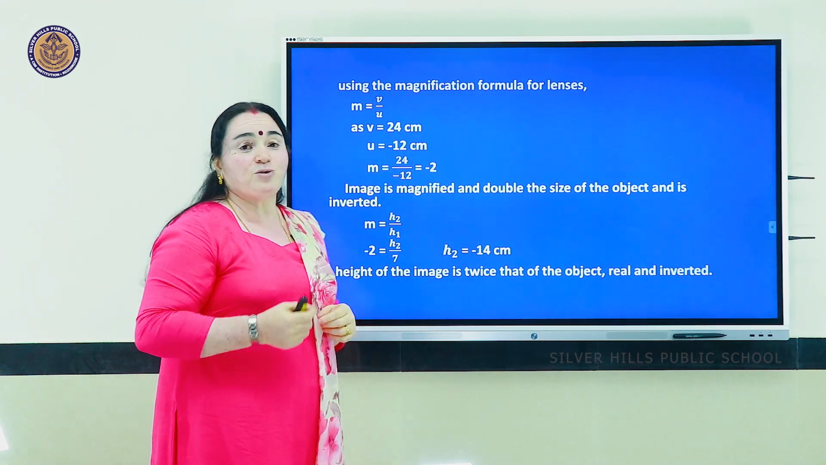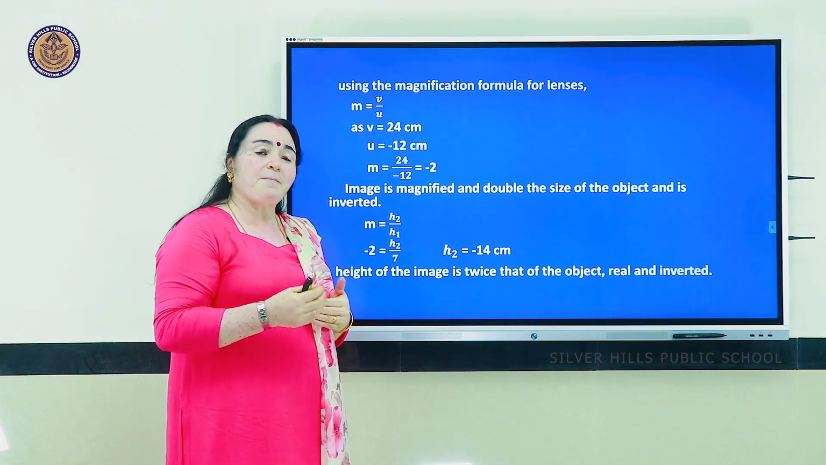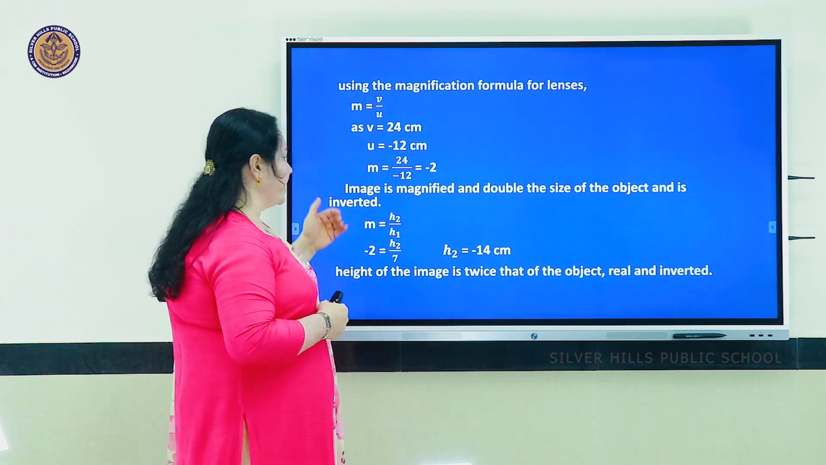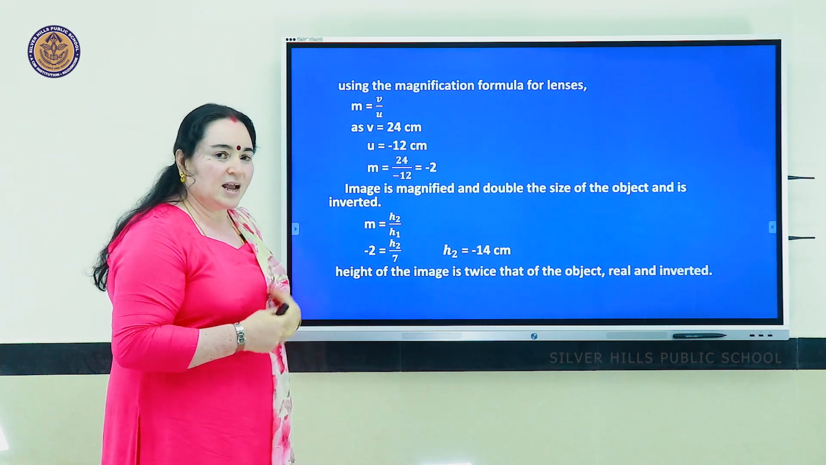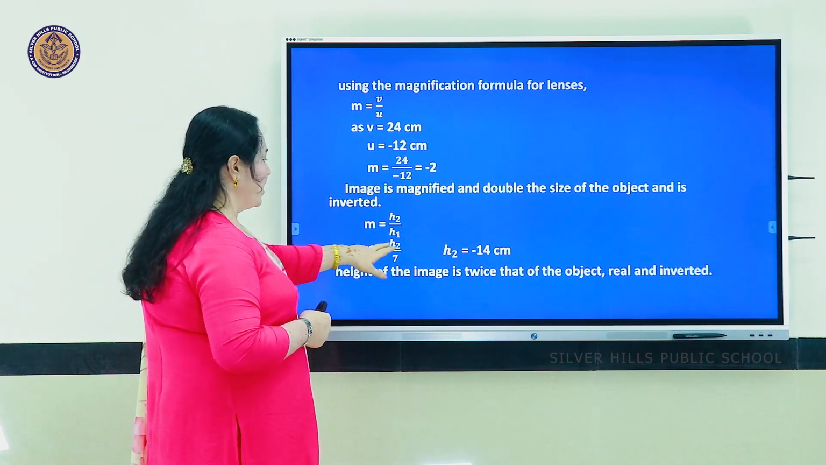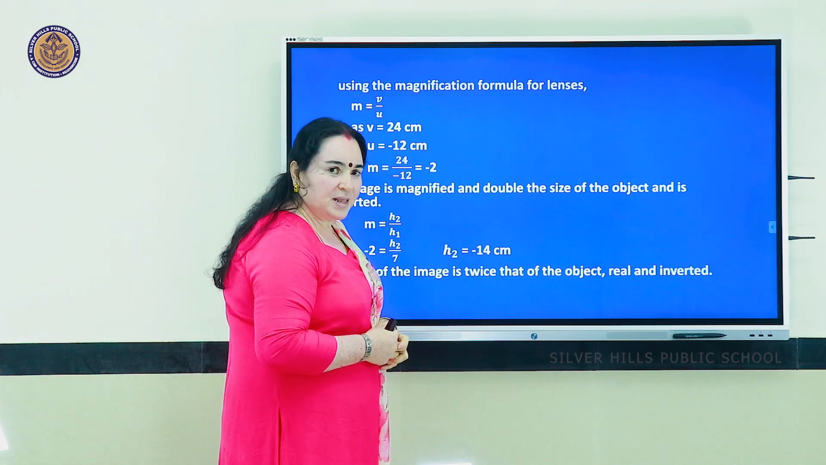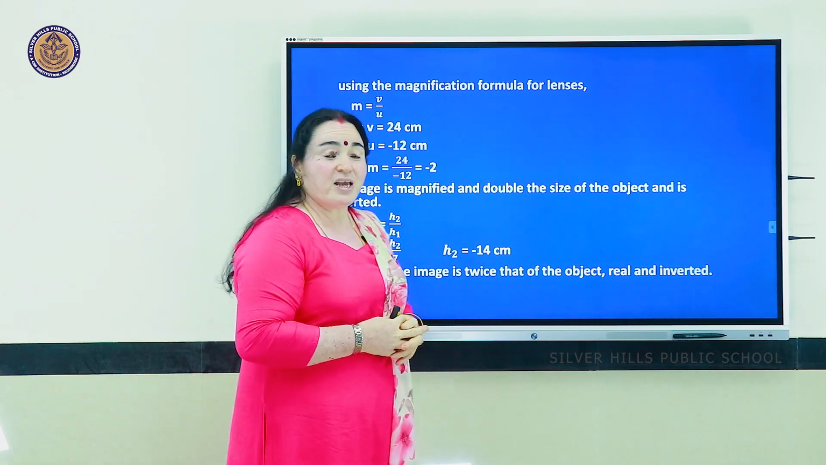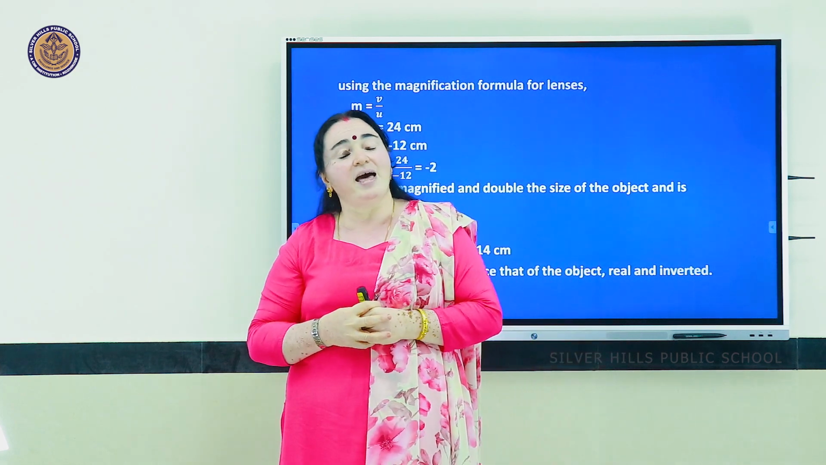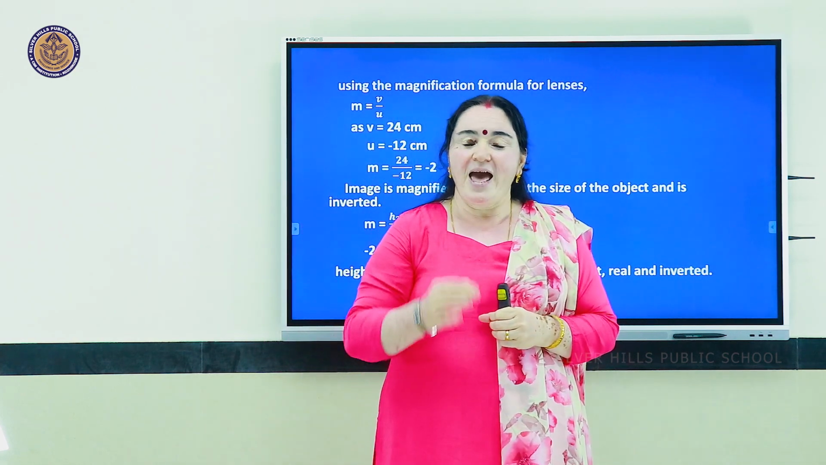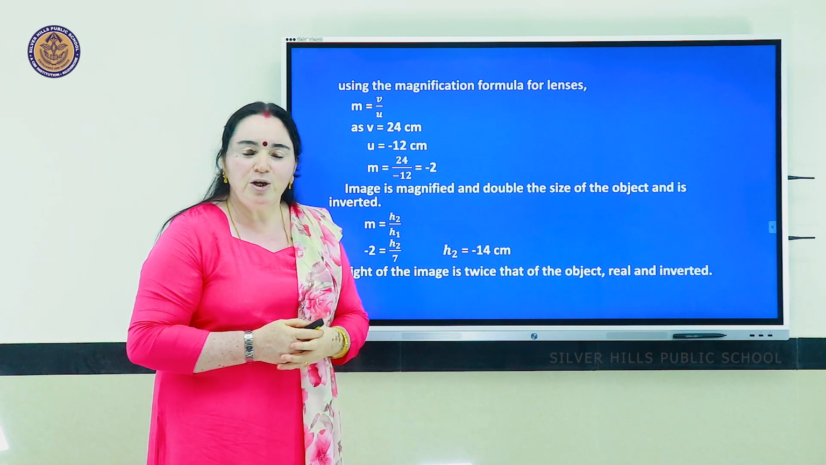If magnification is minus 2, that very clearly indicates that your image is 2 fold bigger than your object. In that case, magnification value is known for us, h1 value is given to us. Can't we find out the h2 value? So, cross multiplying, h2 is equal to minus 14 centimeter. The minus sign indicates that the image is formed below the principal axis, which consolidates the fact that the image is inverted and real. So this is how we solve the numericals.